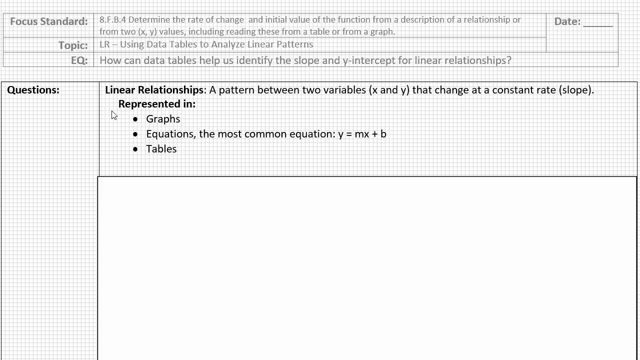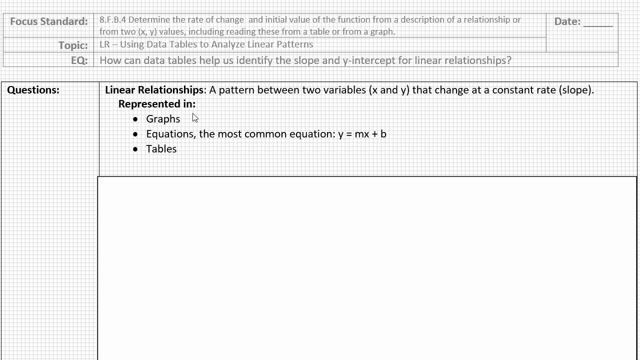So linear relationships, as we've been talking about in this unit, is a pattern between two variables, most often represented by the variables x and y, but those can of course change. And it makes a linear pattern if it changes at a constant rate. That constant rate of change is what we refer to as slope.